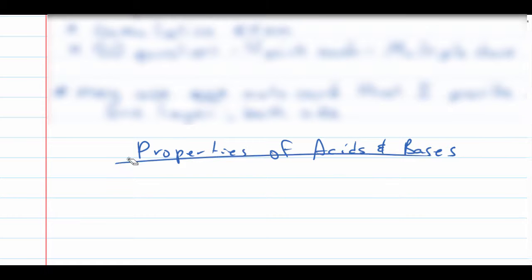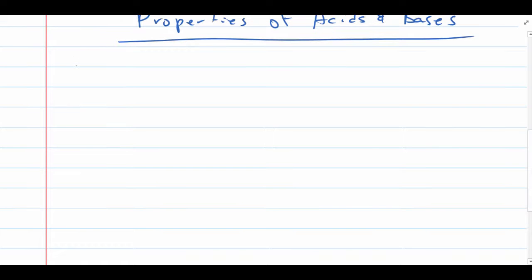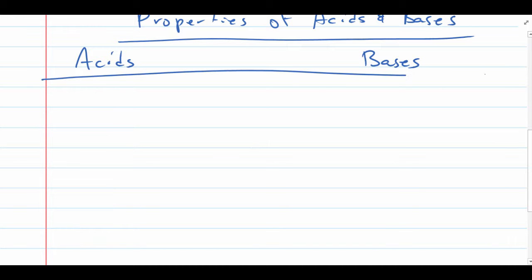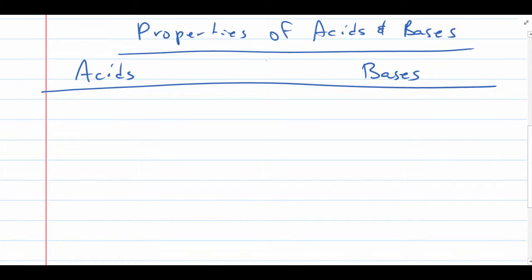What we're going to do is look at some properties of acids and bases. We're going to make a table and make a comparison between these. In our table, we'll put acids on the left-hand side and bases on the right-hand side. Then we'll list the properties that each of these would have. We'll start by looking at the acids.